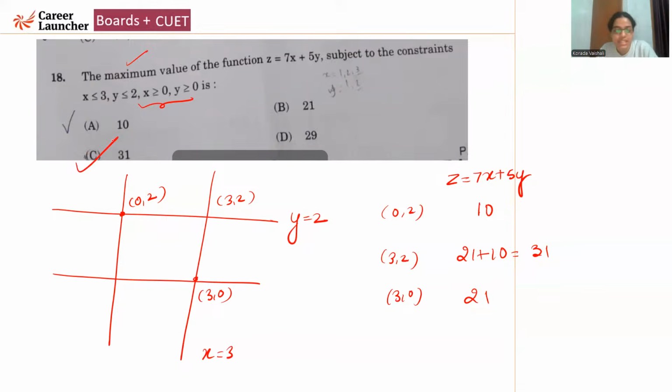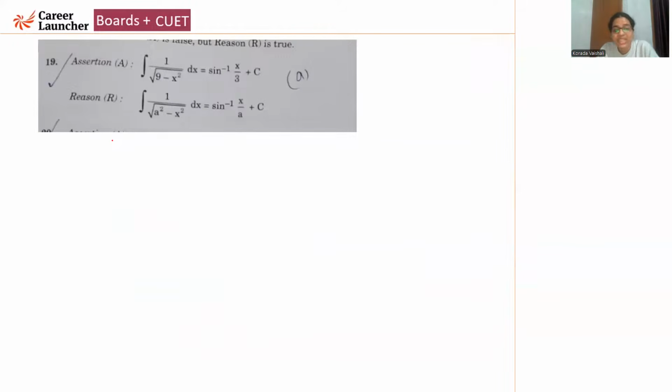Option number C. Coming to question number 19. This is an assertion reasoning based question. इसमें assertion correct है, reason भी correct है, and R is the reason for A. So option number A is correct for this.